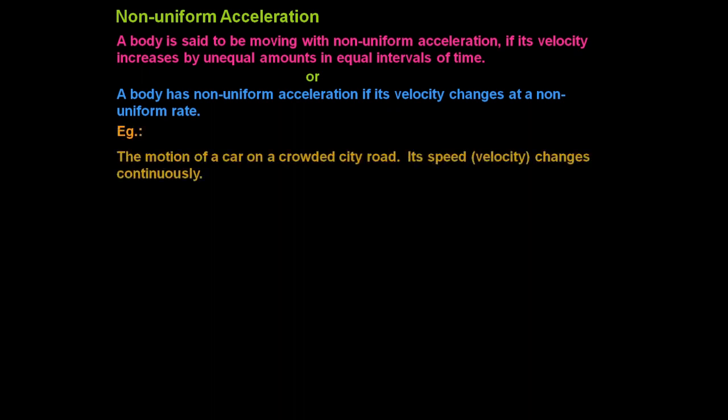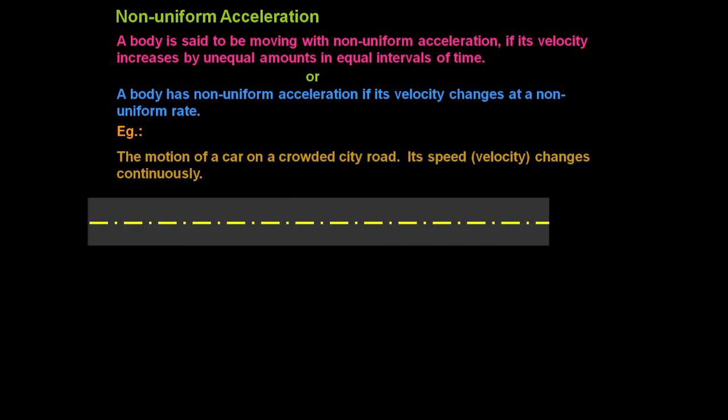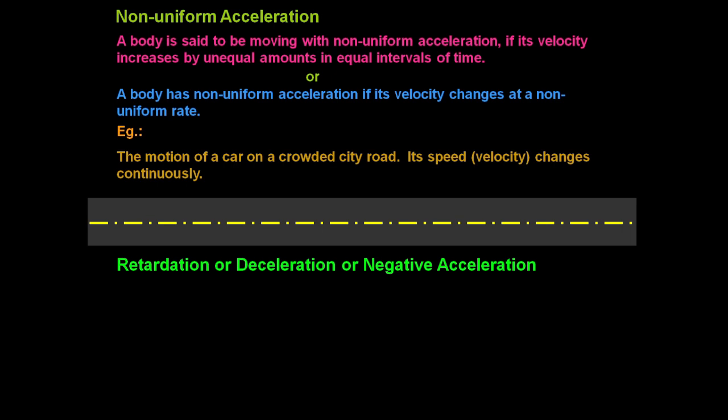For example, the motion of a car in a crowded city with heavy traffic, where speed or velocity is changing continuously. Try to see a road on which a car is going with variable speed, so it has non-uniform acceleration, sometimes increasing, sometimes decreasing.